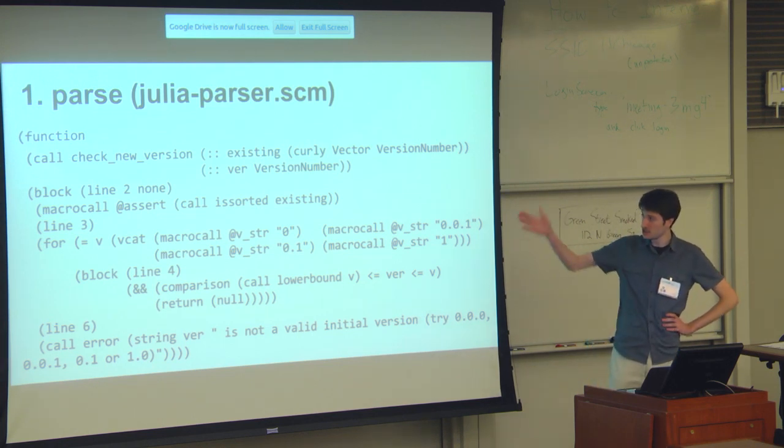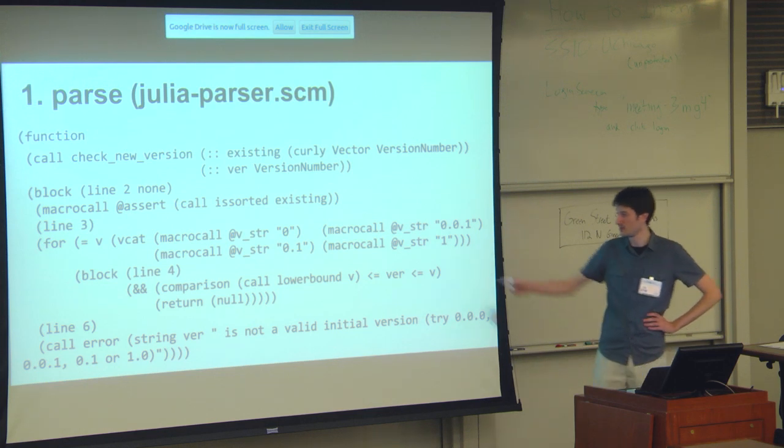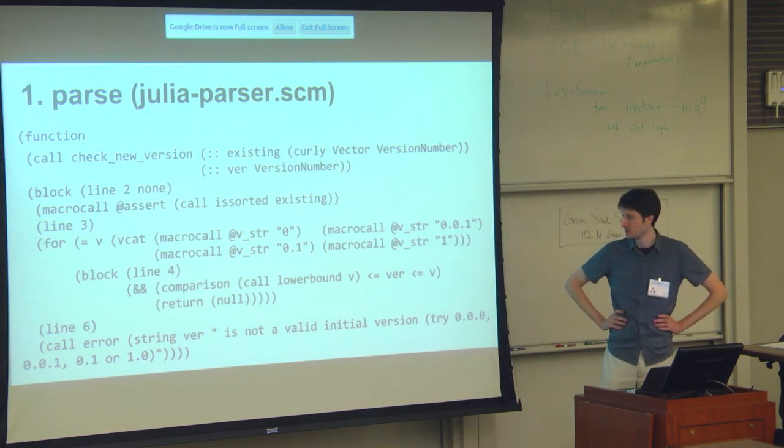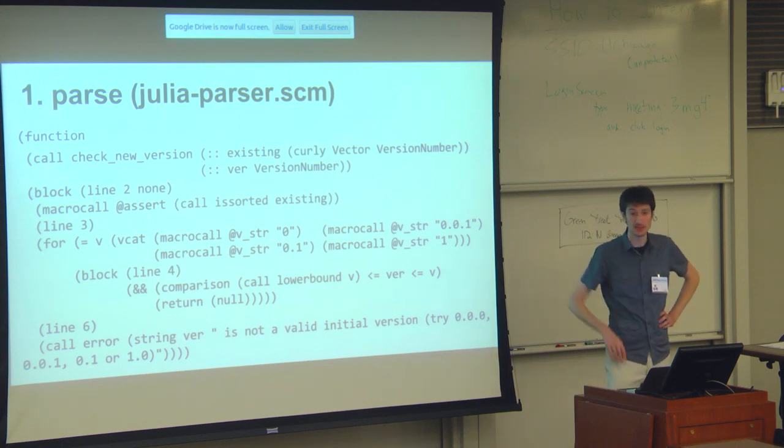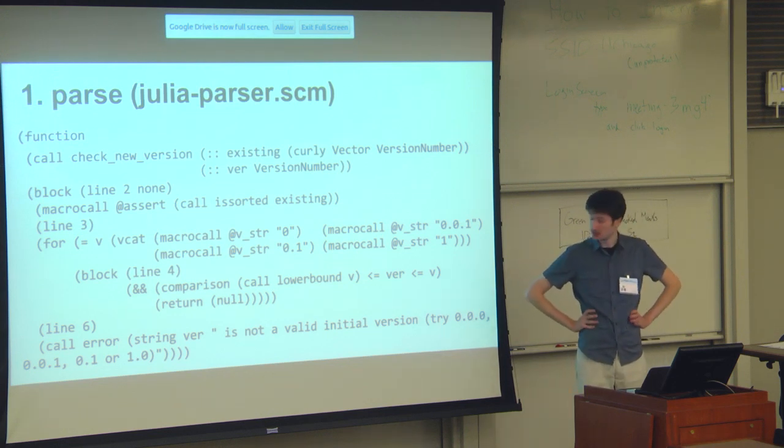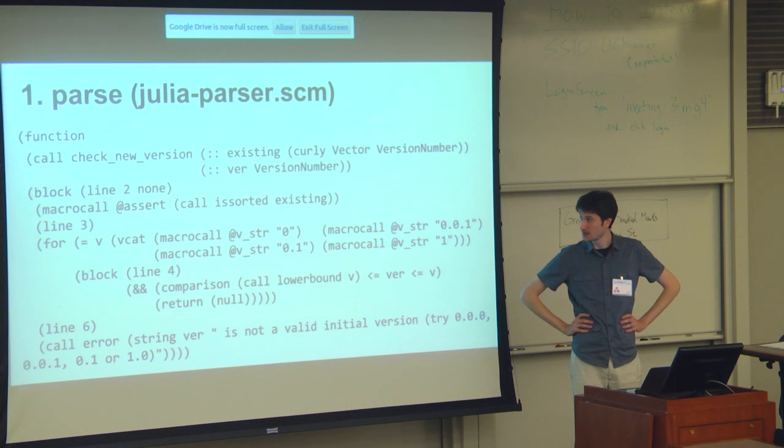So we can see it's a function. It has some macro calls in it. They're clearly marked as such, and so you get this structured version. Can you briefly say what these things are to people who are not, you know, Scheme and Lisp users? Like, what is this structure?